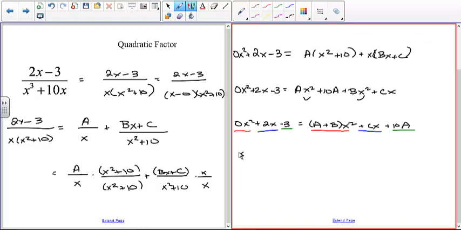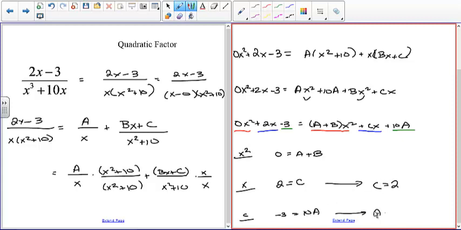So what I do is I usually write x squared, x, and constant. So you get 0. This coefficient has to equal those two coefficients. 2, which is multiplied by x, has to equal c, which is multiplied by x. And negative 3 has to equal 10a. So that one's the easy one. C equals 2. Then we can do this one, which is A is equal to -3/10.